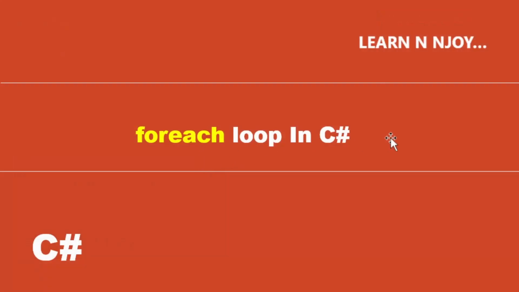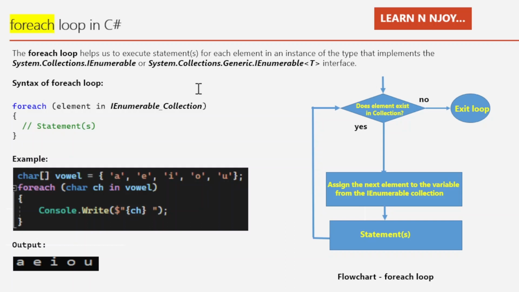The foreach loop in C#. What is the foreach loop in C#? The foreach loop helps us to execute statements for each element in an instance of the type that implements the System.Collections.IEnumerable or System.Collections.Generic.IEnumerable interface, right? Okay, let's try to understand it via the flowchart shown over here.